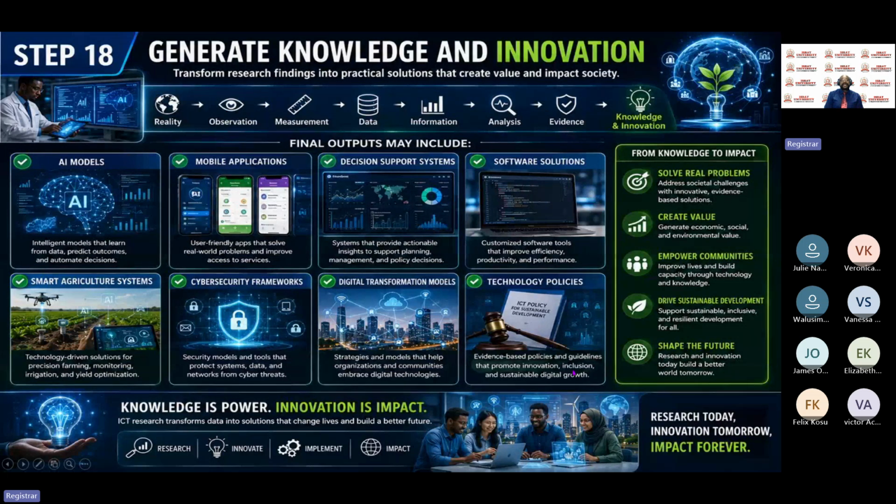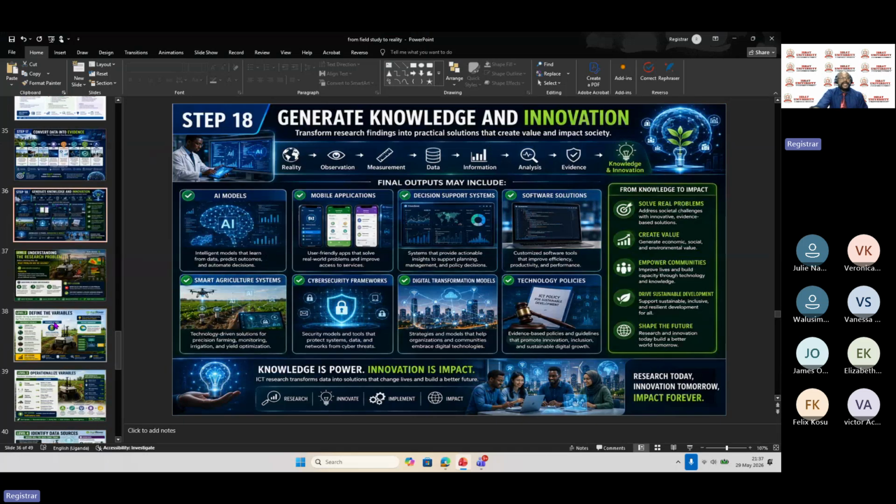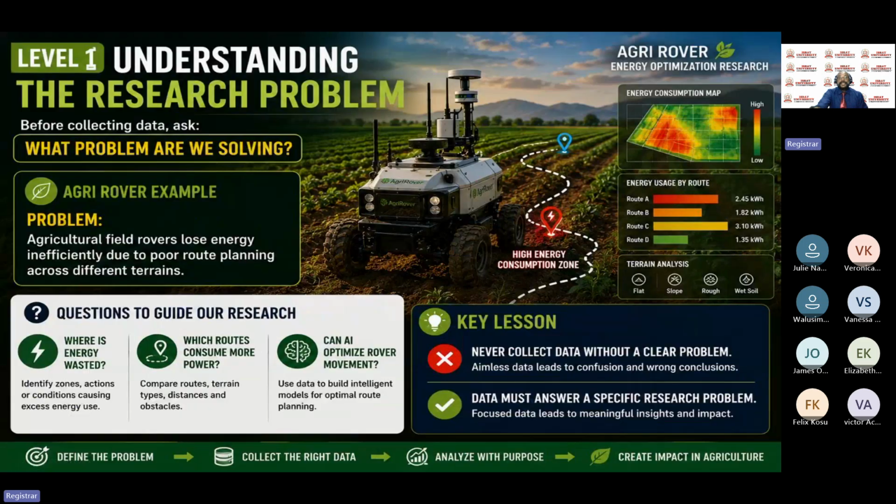So these are the 18 steps that we have seen in our ICT research. Now, I want to explain this with my rover project, the rover research I am currently working on. But due to lack of time, I will guide you on this in another way.